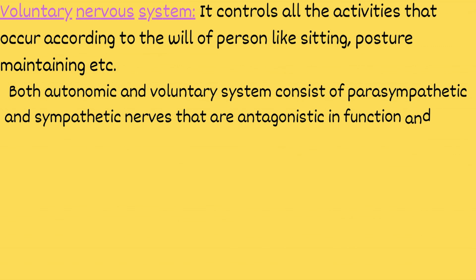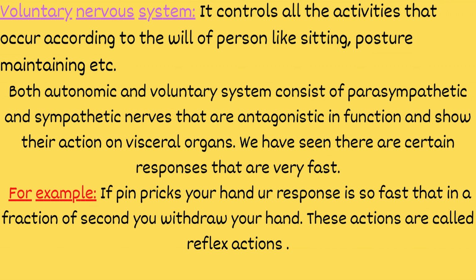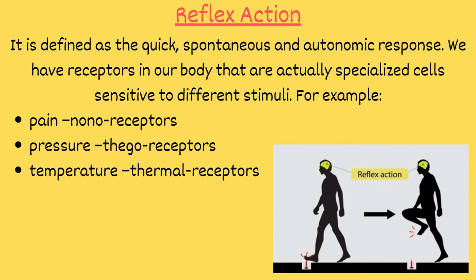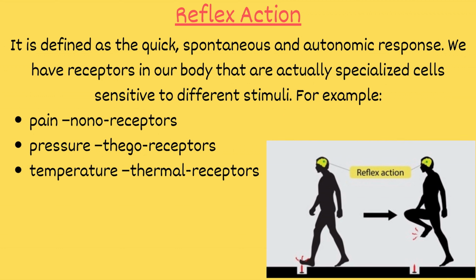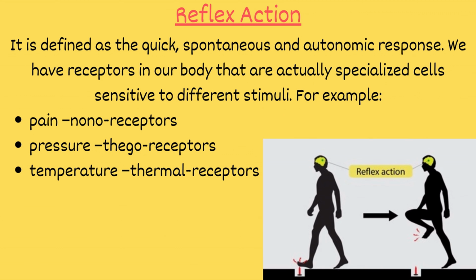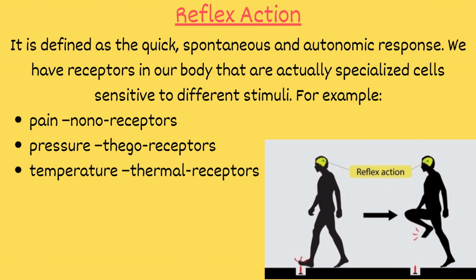For example, if a pin pricks your hand, your response is so fast that in a fraction of a second you withdraw your hand. These actions are called reflex actions. So let's understand reflex action. It is defined as the quick, spontaneous and autonomic response. We have receptors in our body that are specialized cells sensitive to different stimuli. For example, pain nociceptors, pressure baroreceptors, temperature thermoreceptors.